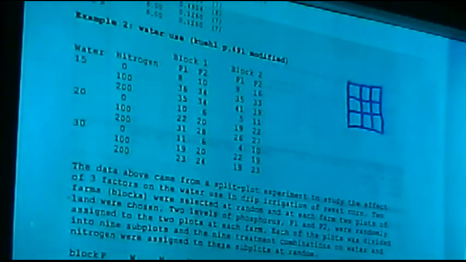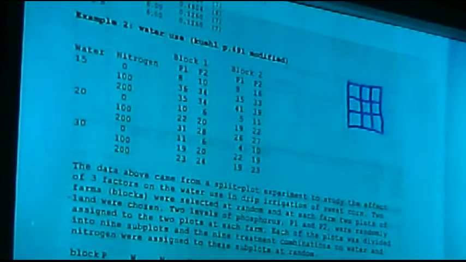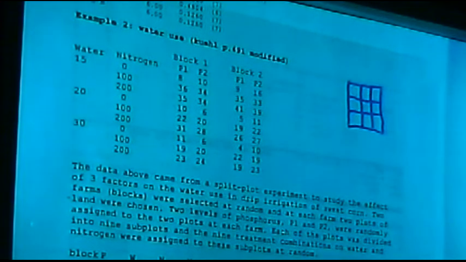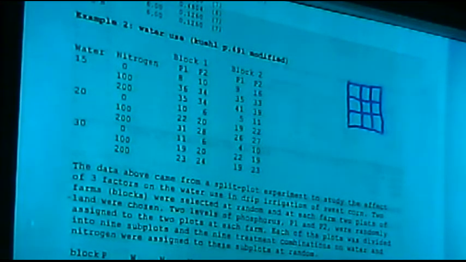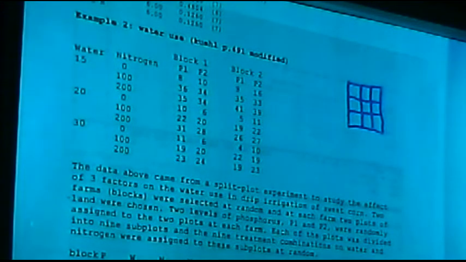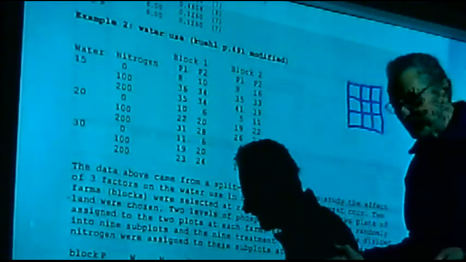We should mix it up. We're supposed to randomize where those 9 different cases end up in these 9 cells. So okay, suppose that was done, and now we get the data. Here it is. This is the water used by the corn plants. And so how we are going to analyze this data becomes the issue.